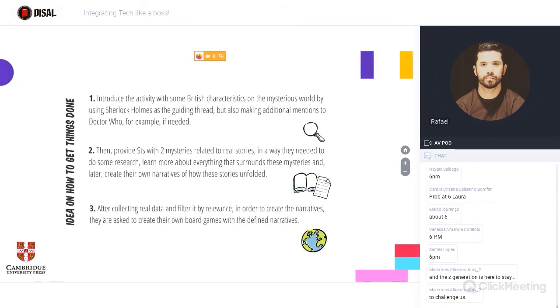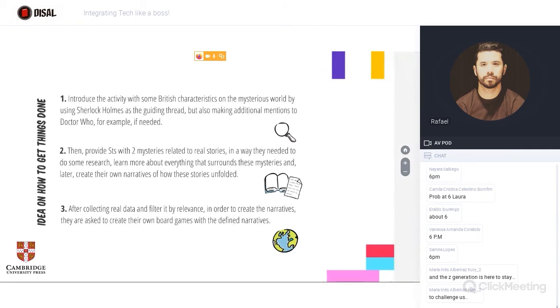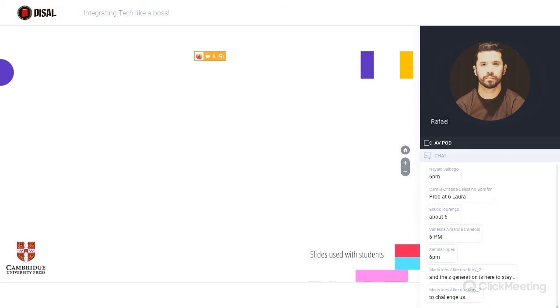And finally, after collecting real data and filtering it by relevance, in order to create their own narratives, they were then asked to create their own board games with their defined narratives, you know? So I basically gave them stories. They needed to do some research, and based on these real stories, they were to create a real board game for them to play. So these are some of the slides that I used with the students.